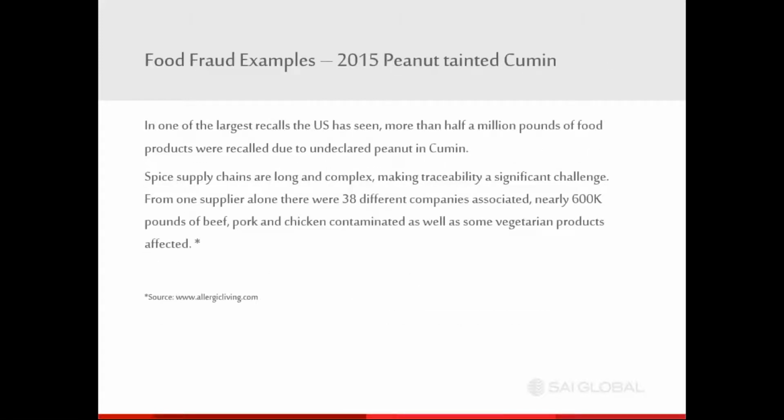Okay, the next one as well, this one is also consumer health, because of peanut-tainted cumin. As everyone knows, peanut's a pretty big allergen in the world, and lots of people can get sick even if they just smell it. So this is where one of the largest recalls in U.S. history had to do with this, where there was peanut powder in the cumin as an undeclared allergen. And again, another consumer health thing.